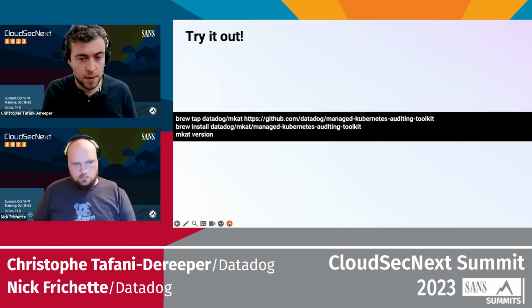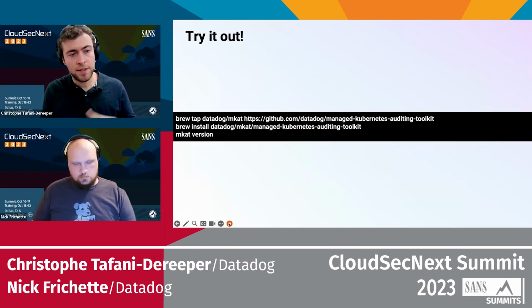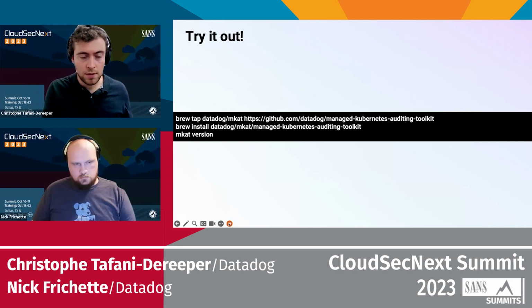So go ahead, give it a try. It's on GitHub, it's free, it's open source. It's a single binary as well, and it uses your authentication context. So if you are authenticated to AWS and to Kubernetes, you don't have to do anything else in terms of setup. So give it a try, and if you have some feedback, you're more than welcome.